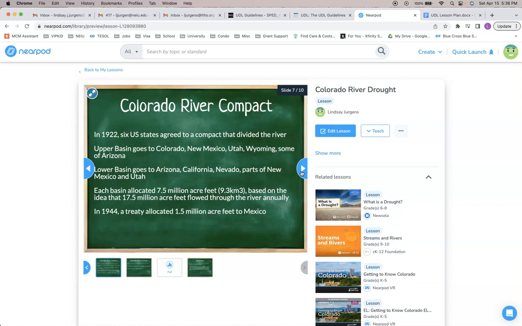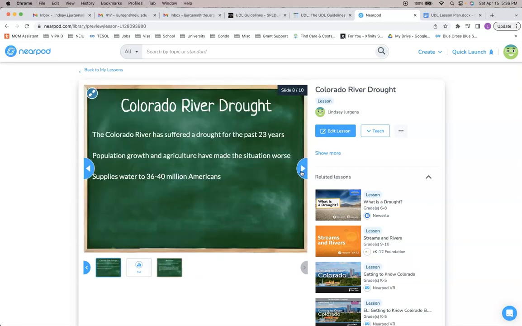So there's 2 slides concerning the Colorado River Compact, about where the water goes in each basin and how much is allotted. The following slide goes over what is happening with the drought and how that affects the Colorado River and those who need to get water from that.